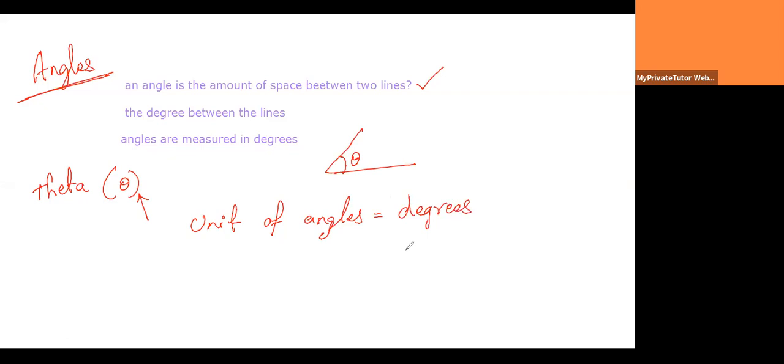Yep, we also have radians. I don't know how many know that. If you are moving to class 9, you might start learning radians. But degrees is the basic unit of angles. Good that everyone contributed something here.